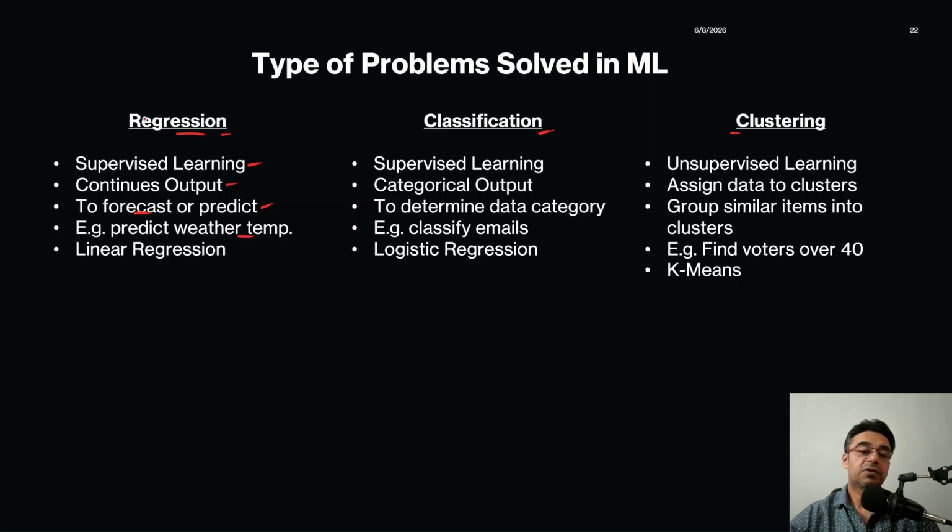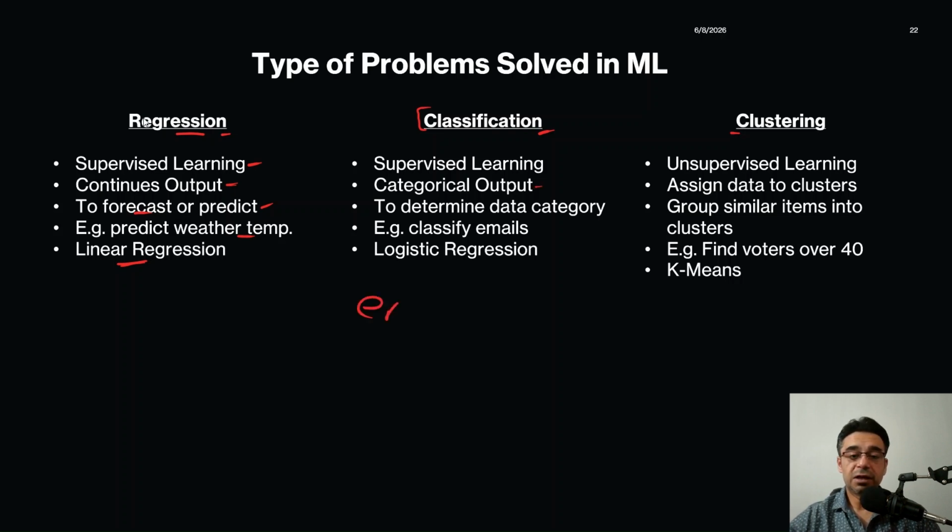And the algorithm that we can use for that is linear regression. Linear regression is the algorithm that we can use wherever we have a regression type of problem, where the output or the prediction that we want to make is a continuous output. The other type of problem that we can solve is the classification problem, where the prediction we want to make is a categorical output.